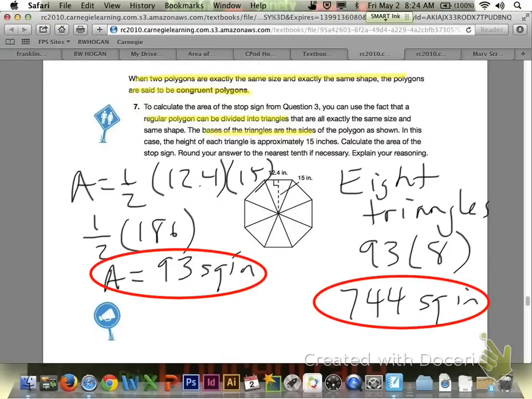So the first thing you would have to do for number 7 is figure out the area of one triangle. If you follow the formula for the area of a triangle, A equals 1/2 base times height, you're going to end up with 93 square inches. Since there are 8 triangles that would be inside of that octagon, you're going to multiply 93 by 8 for a total of 744 square inches.